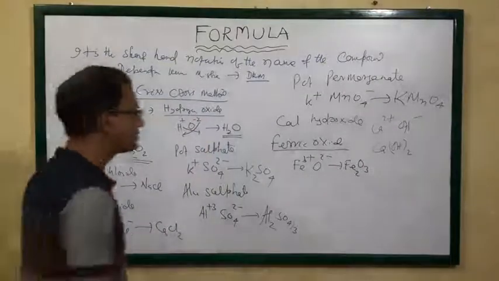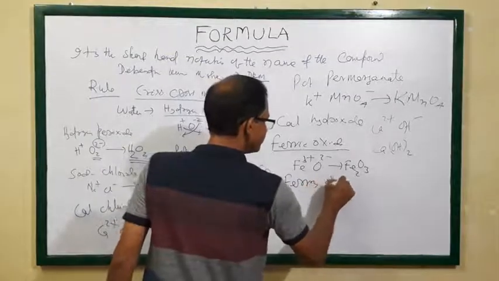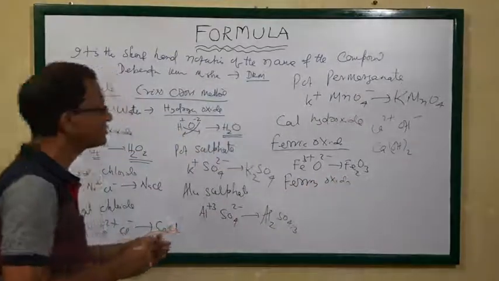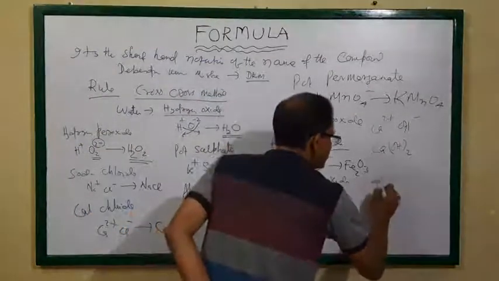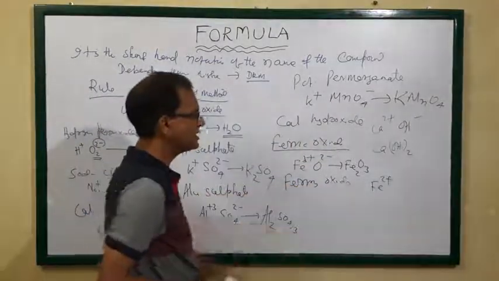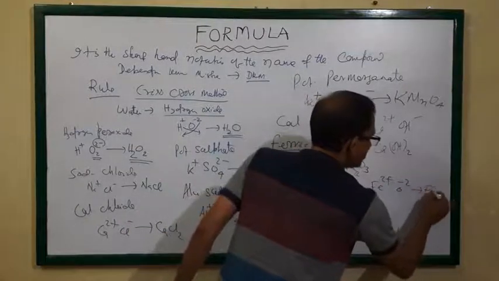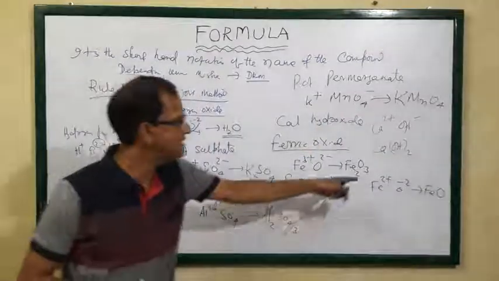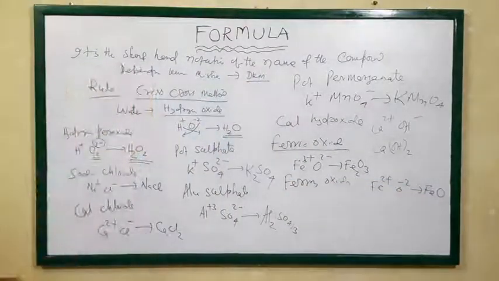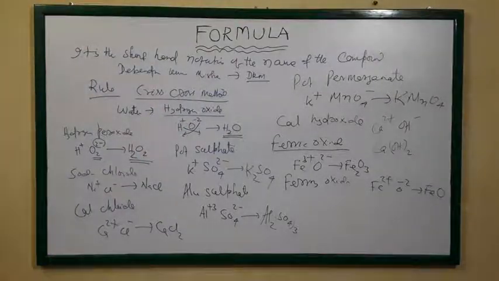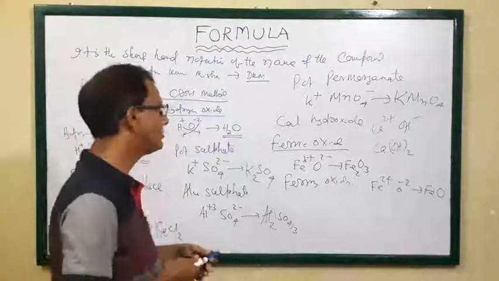If you write ferrous oxide, ferrous valency is 2+, and oxide is 2−. So the formula will be FeO. Both valencies cancel, 2+ and 2−, so FeO. So these are some important techniques for writing the formulas of different compounds.